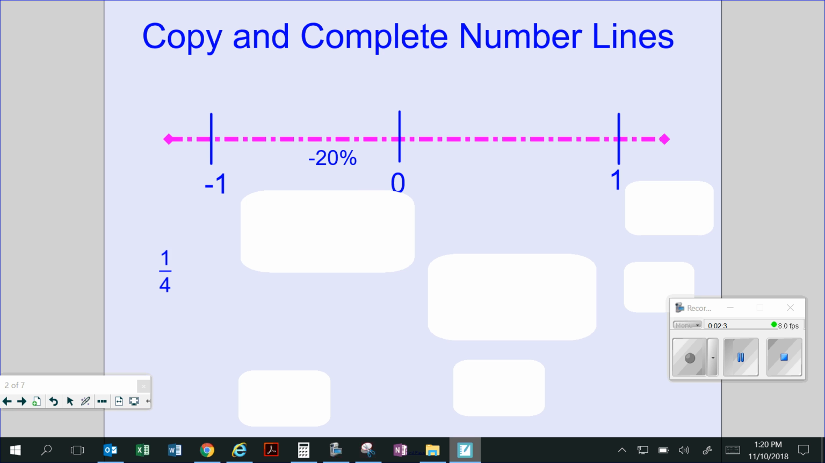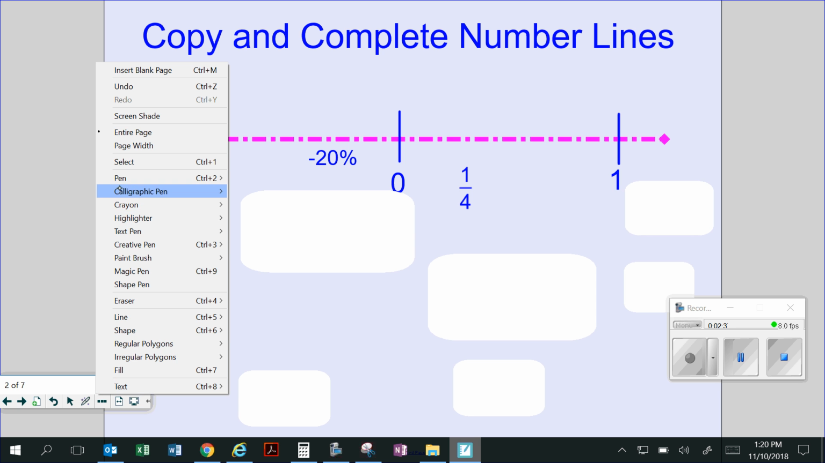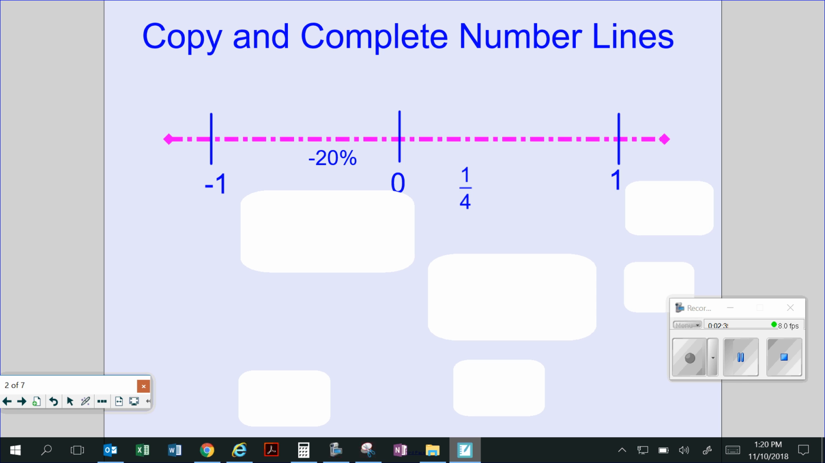1/4. It's positive. How do you build this to a percent? Well, to build it to percent, times 25, that's 25%. So it goes right there. Negative 21. What percent would that be? Negative 21%. That is farther from 0 than negative 20%.